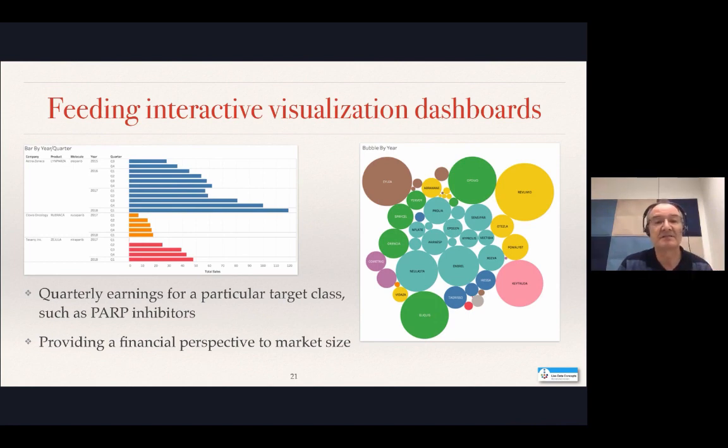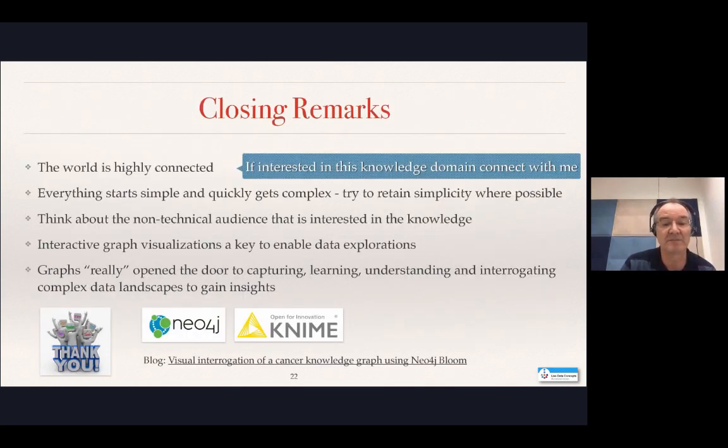Okay, last one. Interactive visualization dashboards can also be generated by this. This is, for instance, some financial data that I get out of the database, showing the profits that companies can make with these drugs, and bring them in perspective when you look at multiple different drugs together. That shows you what are the real big money makers versus what maybe doesn't address such a big market size. And then last but not least, everybody knows now that the world is highly connected.